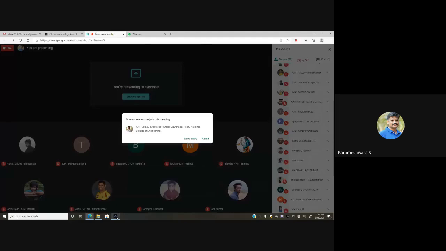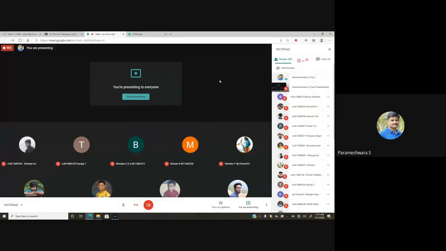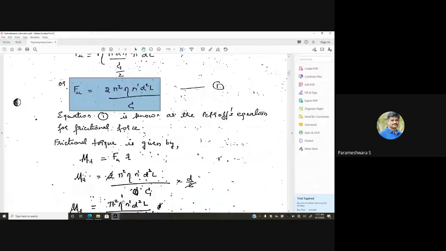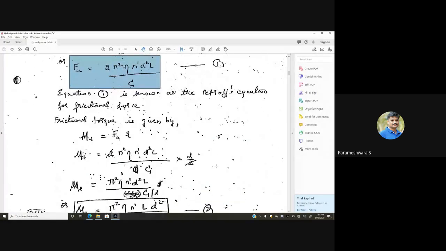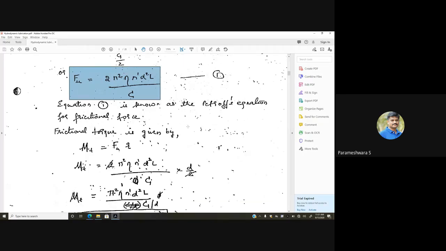Next, equation 1, then frictional torque. Soon after determining the frictional force, since the journal is rotating subjected to torque, we can develop an equation for frictional torque also.